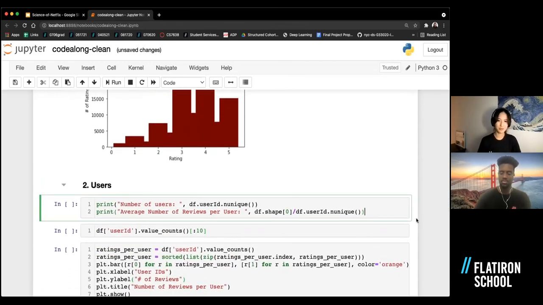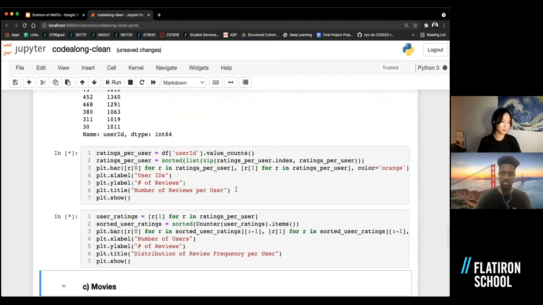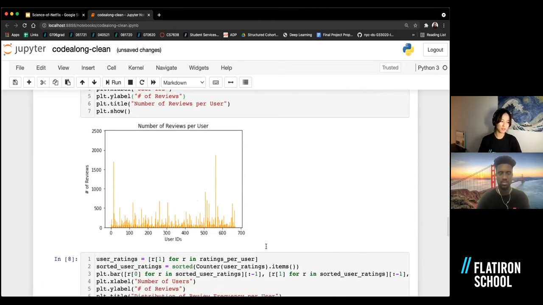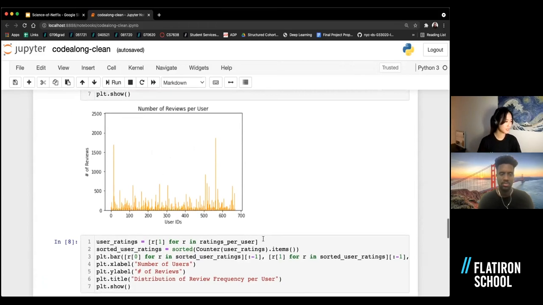Just for the sake of it, we can do a little bit more graphing just to see. So these are just a couple other graphs. Number of reviews per user. There are some users that apparently have rated close to 2,000 movies, but most of them you can see sort of hover around the 100, 200 range.